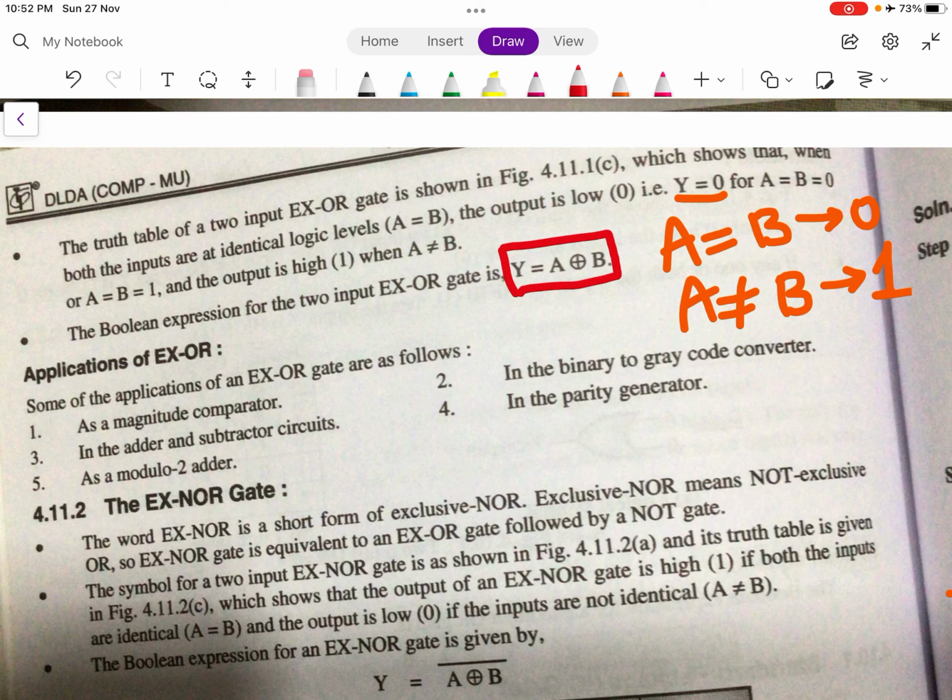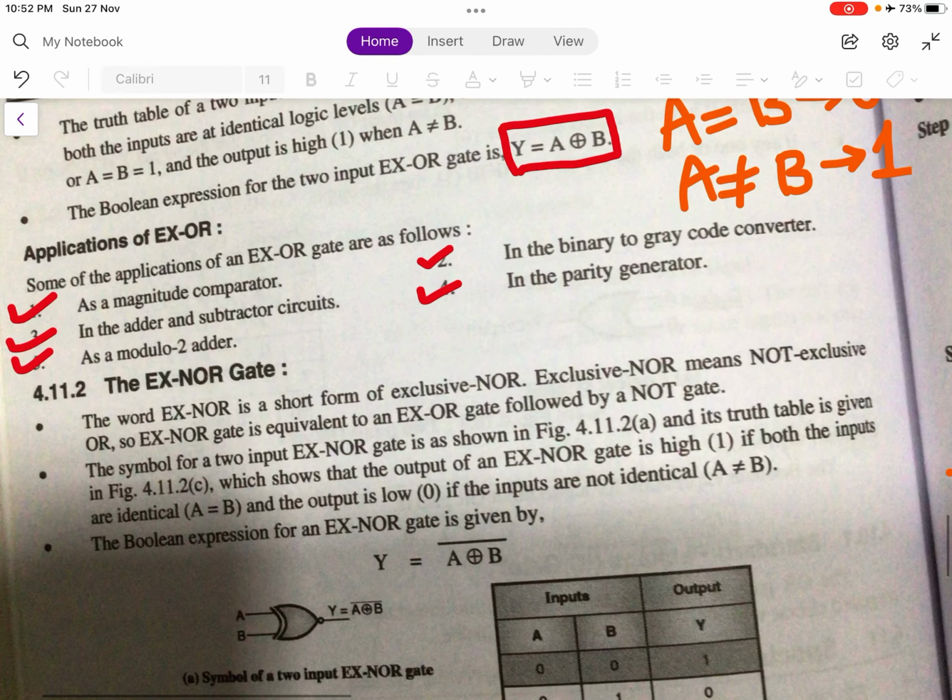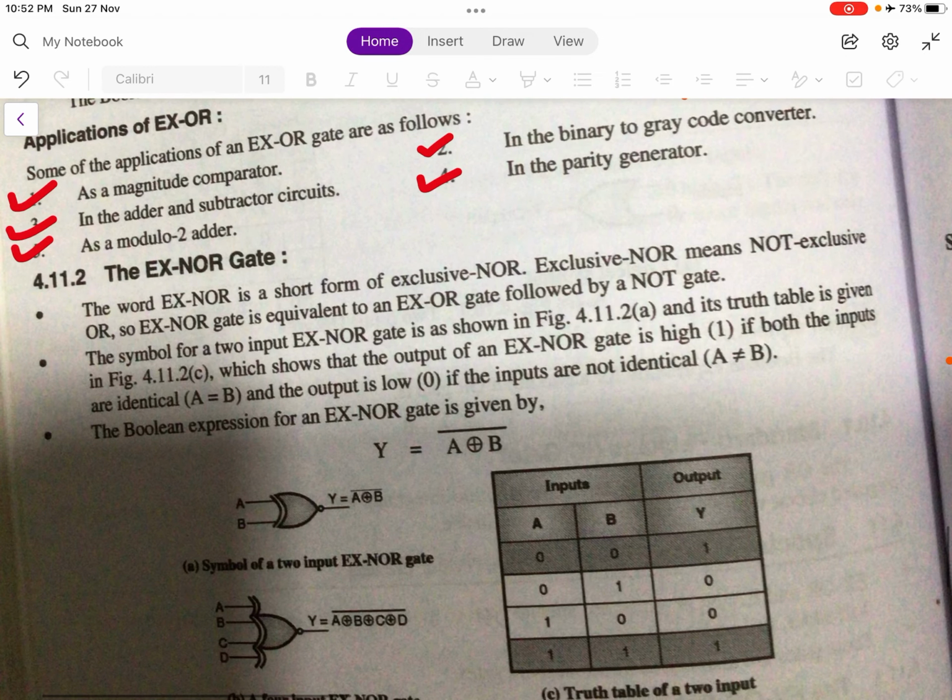Applications of XOR gate. Some of the applications of the XOR gate are as follows: as a magnitude comparator, in binary to gray converter, in the adder and subtractor circuits, in parity generator, as a modulo 2 adder.